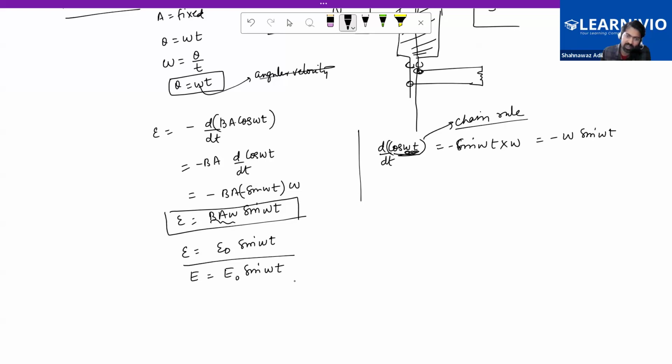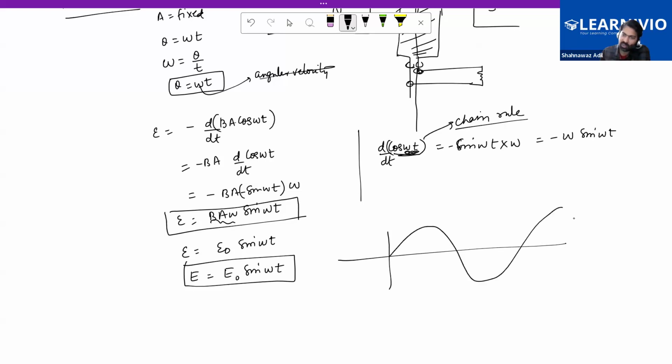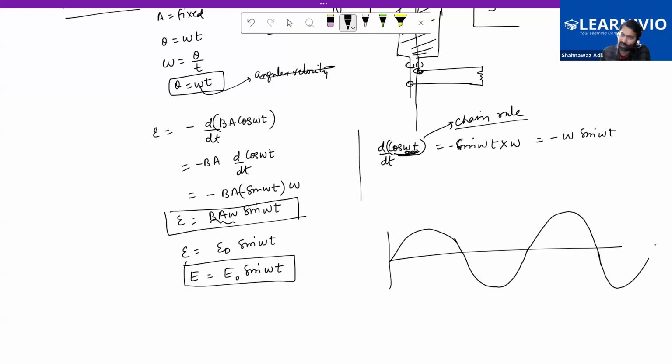This is how the EMF is varying, and you have a maximum and you have a minimum, minimum and maximum.